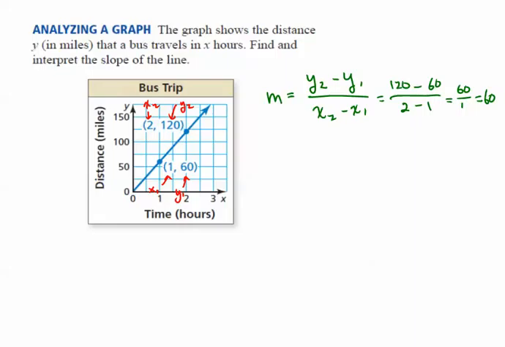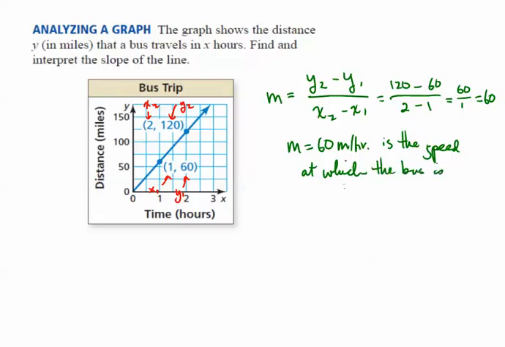And so we found the slope. Interpret it means that this is again a bus traveling in x hours. The m equals 60 miles per hour is the speed. It's also a rate of change at which the bus is traveling. Right? So we can use the formula, we can use the graph. Remember, it's just the change in y over the change in x. We'll go on to the next problem.